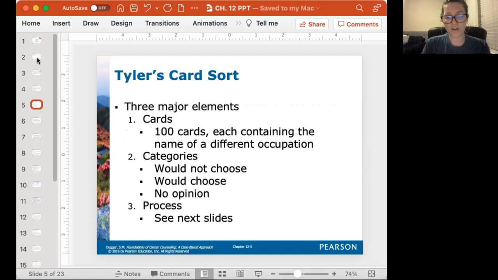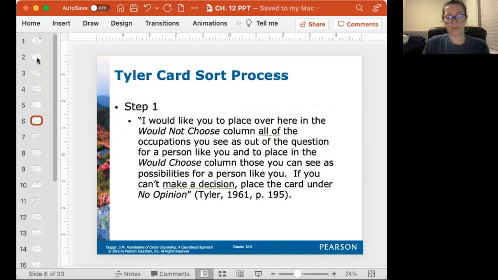So Tyler's card sort had three major elements: the cards, the categories, and the process. There were 100 cards, each containing the name of a different occupation, and the categories were would not choose, would choose, or no opinion. For the process, step one would be: I'd like you to place in the would not choose column all of the occupations that you see as out of the question for a person like you, and to place in the would choose column those you can see as possibilities for a person like you. If you can't make a decision, place the card under no opinion.